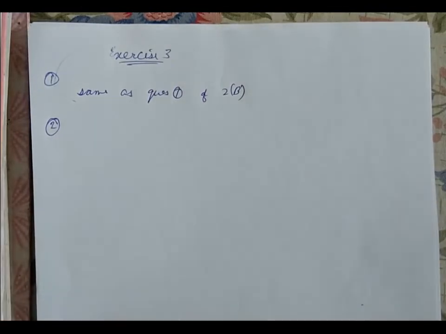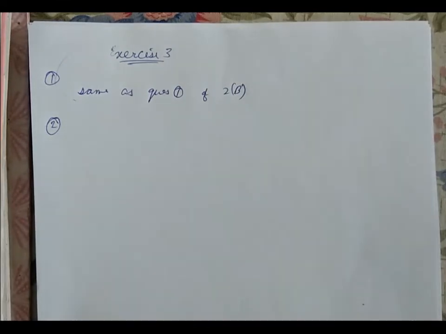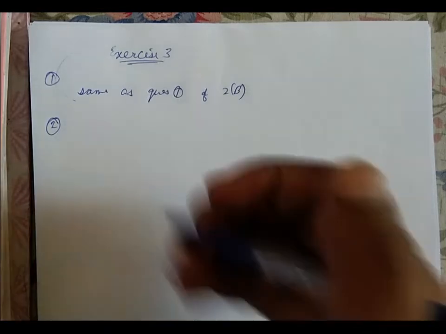Show that the curves x cube minus 3y square plus 2 is equal to 0 and 3x square y minus y cube is equal to 2 cut orthogonally. I think we have solved this question as well. Okay, so this question is the same as question number 8 of 2a.